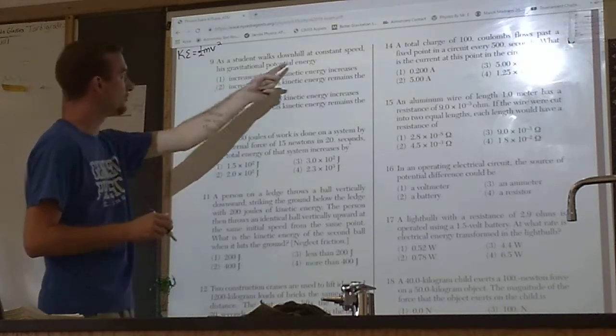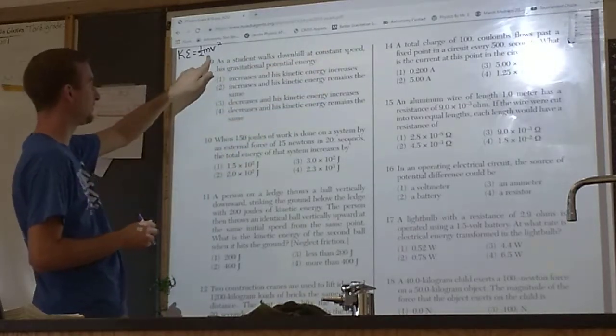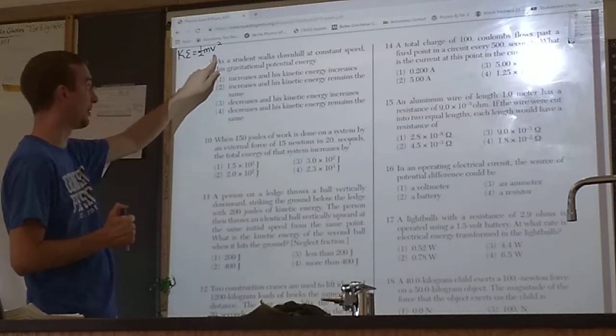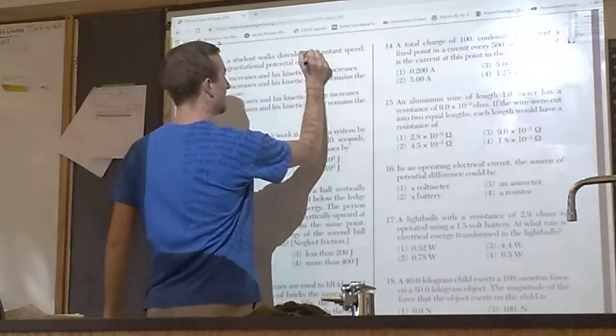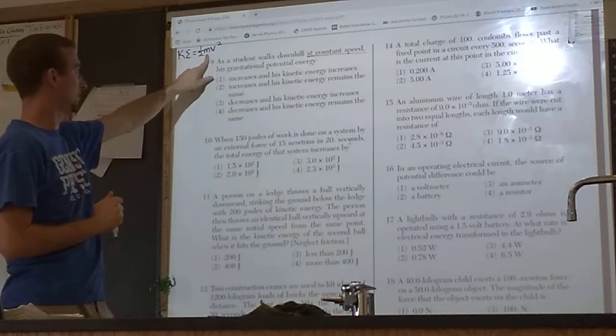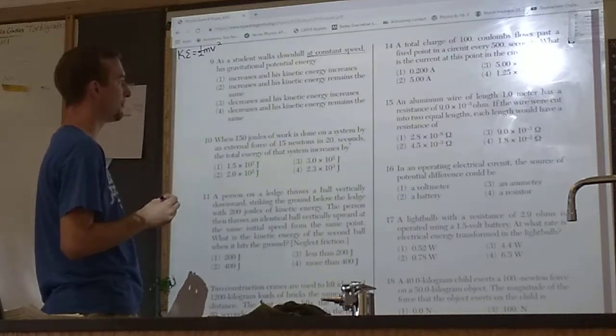So, student walks downhill at constant speed. The downhill part has nothing to do with this. Downhill does not have anything to do with mass or speed or velocity per se. It tells us right here at constant speed, meaning v does not change. Their mass is also not changing. So that means the kinetic energy must remain the same.